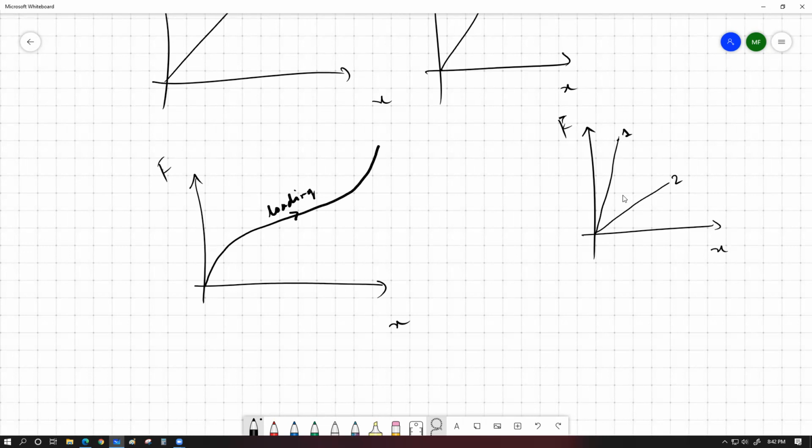What I'm trying to show you over here is, if you want to achieve the same amount of extension for both the springs, let's say if you want to extend both of the springs by this much extension, for spring one, you have to apply how much force? This much force. For spring two, you have to apply how much force? Only this much force. So which one is a softer spring?